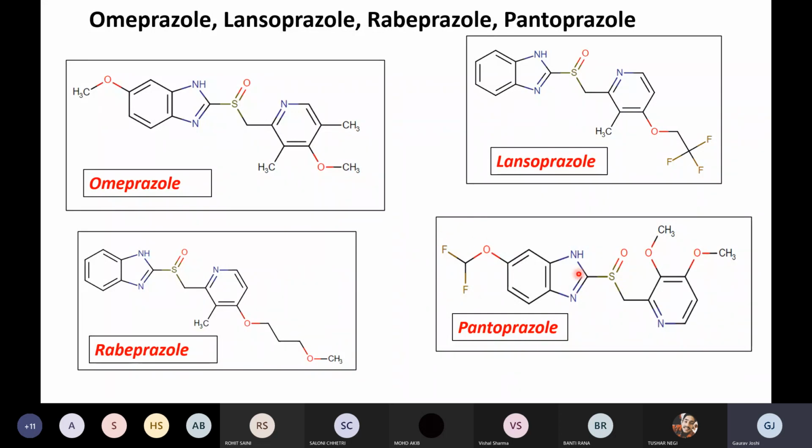What this is doing is actually increasing the electron density over this side, right? And in the same way, these electron donating groups are increasing the electron density at this side. Why are we requiring the electron density? So that the proton can attack easily, right? And what will happen? The sulfenic acid and the sulfenamide molecule will form and they will actually bind to the cysteine, right? So this is all about proton pump inhibitors, right?